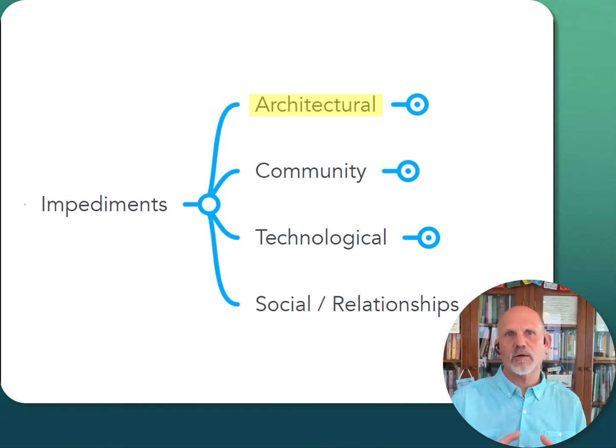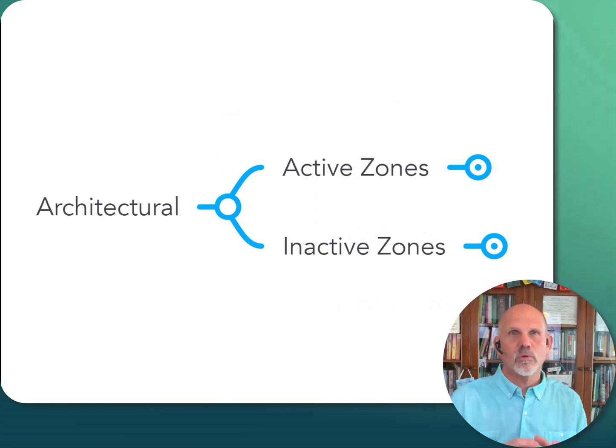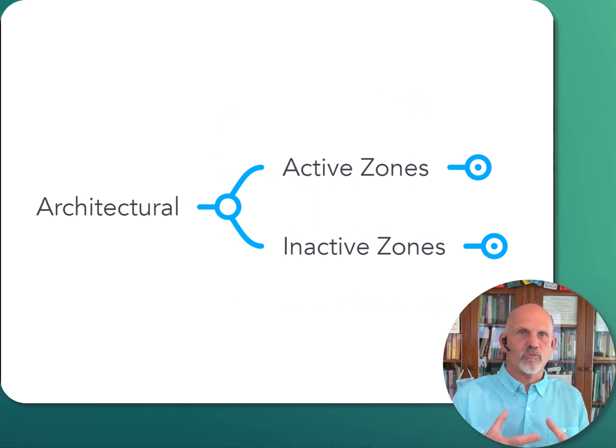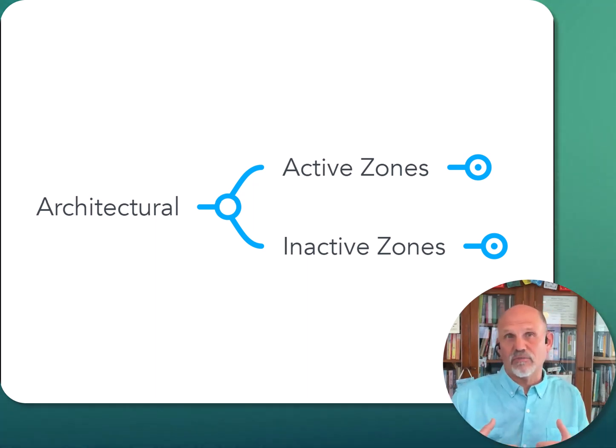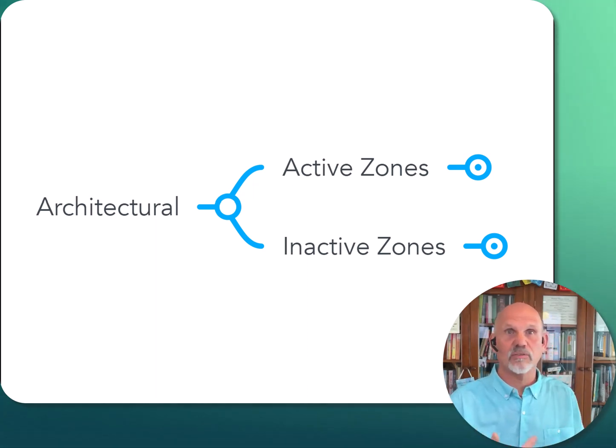So let's talk about architectural impediments. What we're really talking about here are built environments. So when we think about built environments or architectural impediments, I think the first thing to do is to divide the house or the range of the patient into two separate categories. One is an active zone, and the other is an inactive zone. Now, I don't really need to explain this to you, right? An active zone are places that they are generally likely to go, right?